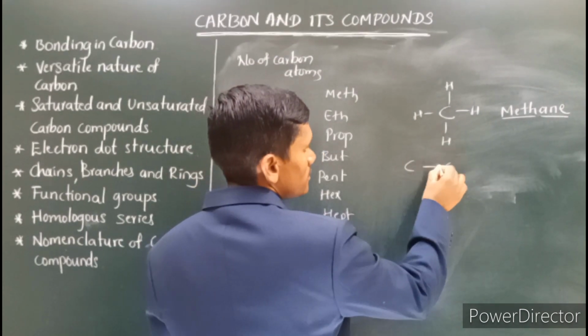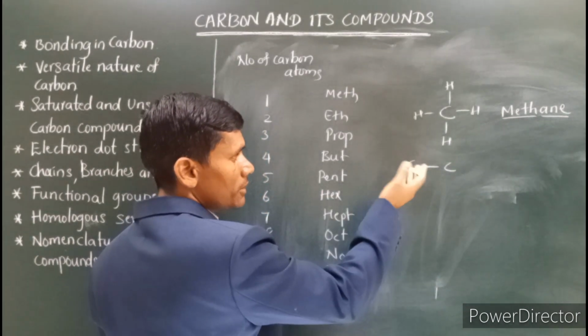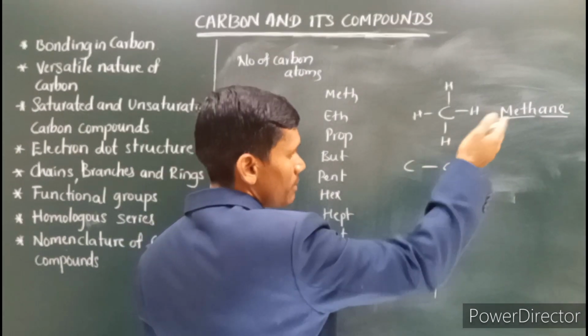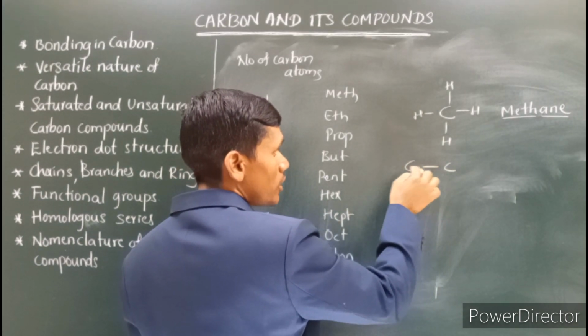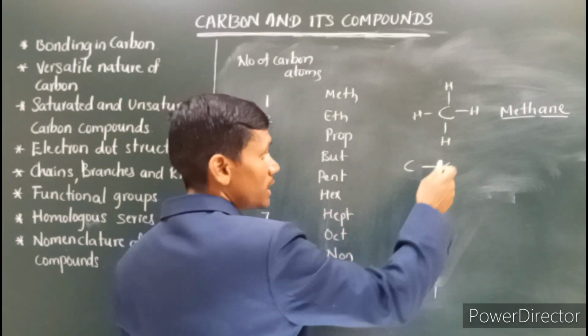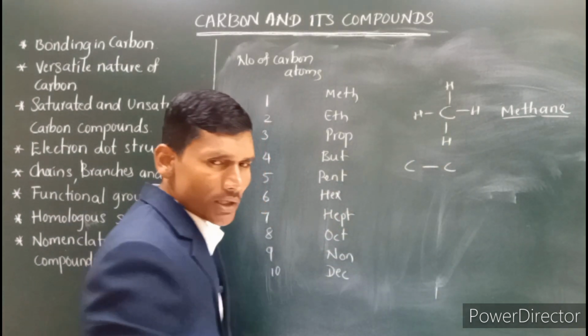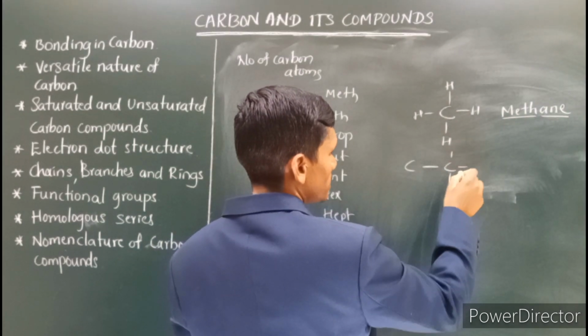And there must be single bond. If there is single bond between the carbon atoms, then we are applying ane. Now here one carbon is already making one bond with the other carbon. Then how many extra bonds does it need to make? Three extra bonds. Here one, here one, here one, three bonds.